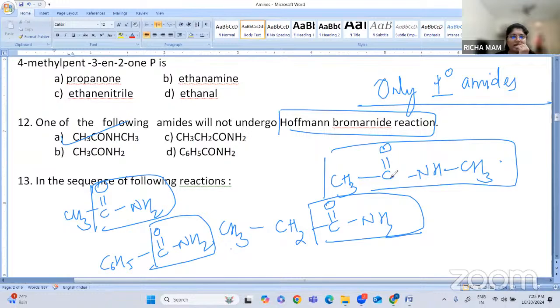So the amide which will not undergo Hoffmann bromamide degradation is option A. This is primary, this is primary, this is primary, and this is not primary. So option A is the answer.